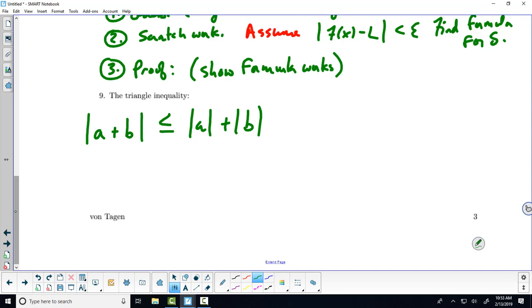What was that? Doesn't look that important. Yeah, it's not really that impressive. But you can use it when you least expect it, which is kind of nice. Let's see pictorially what we're saying here. Why is it called the triangle inequality?